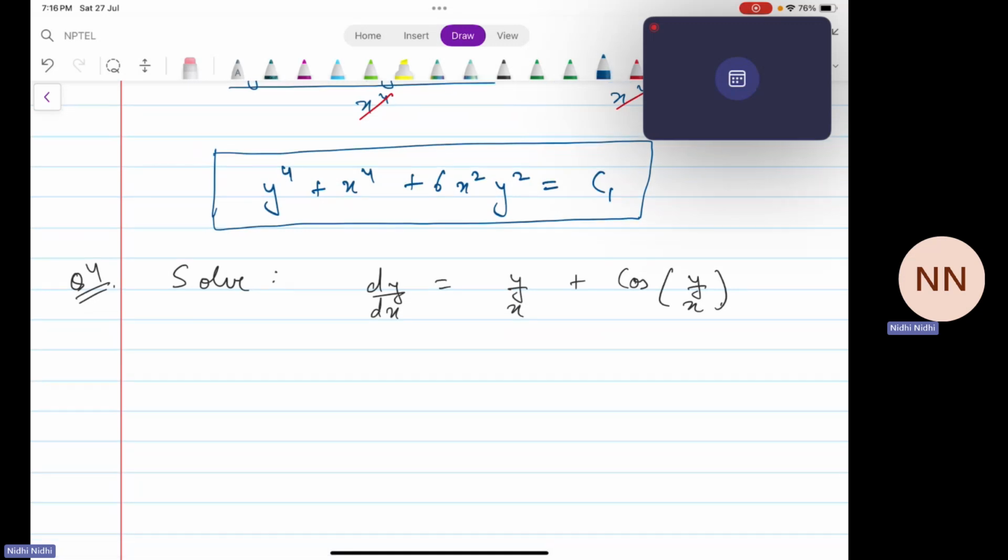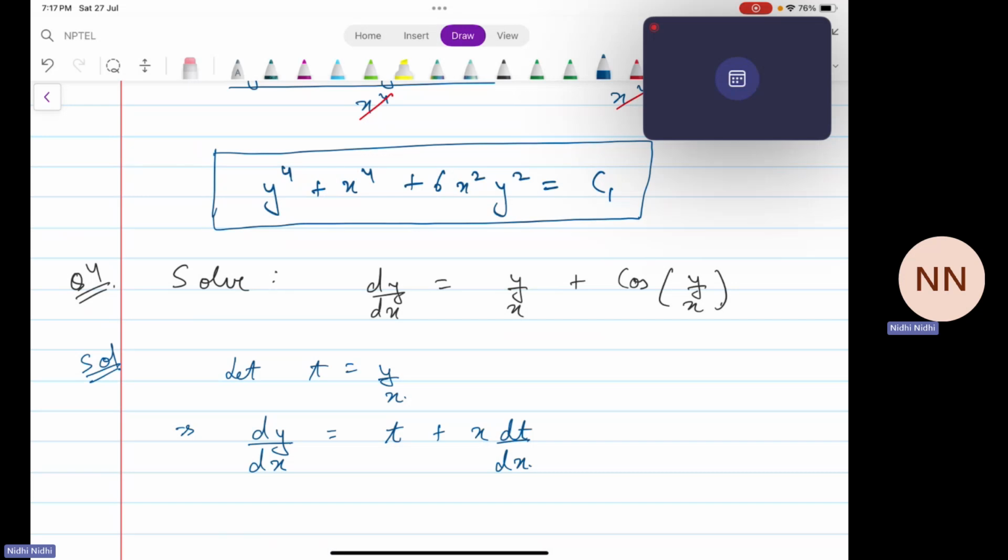We take some other variable t to be y by x and then play with dt by dx instead of dy by dx, and at the end when we have the solution in terms of t, we'll replace the value of t. So, solution: we have, let t be equal to y by x. This gives us dy by dx is equal to t plus x dt by dx.